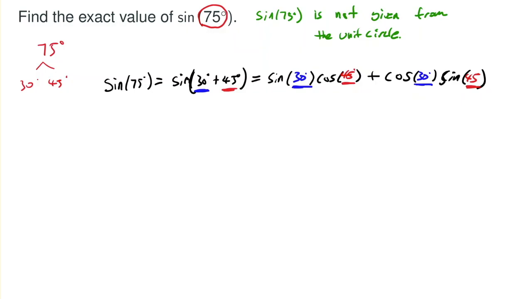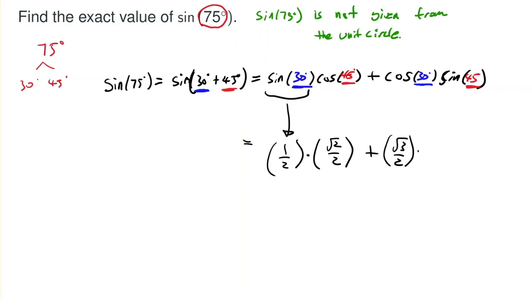Okay? So we find sine 30 degree, sine 45 degree, cosine 45, cosine 30, all from the unit circle. So let's write one at a time. So equals sine 30 degree from the unit circle, right, is half. So we have half times cosine of 45 is square root 2 over 2 plus cosine of 30 degree is square root 3 over 2 times sine 45 is square root 2 over 2.